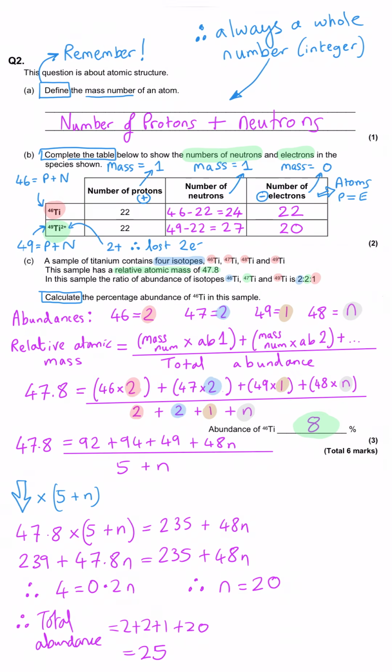And so the titanium-46 isotope is 2 out of that 25, which is then multiplied by 100, and we get 8%. And so you can see that you arrive at the same answer with both methods. This method doesn't use percentages, whereas the other one did.